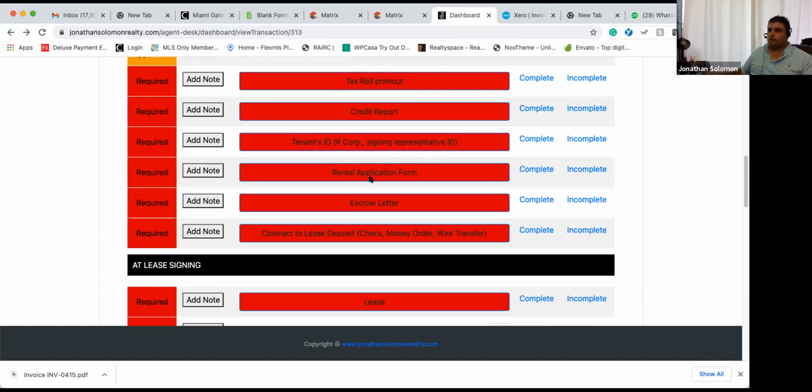And another very important section is the rental application form. The rental application form will give us all the information about the tenant. Let me show you what a rental application form is. I'm going to find one and I'm going to share it on the screen very quickly. In just one second.